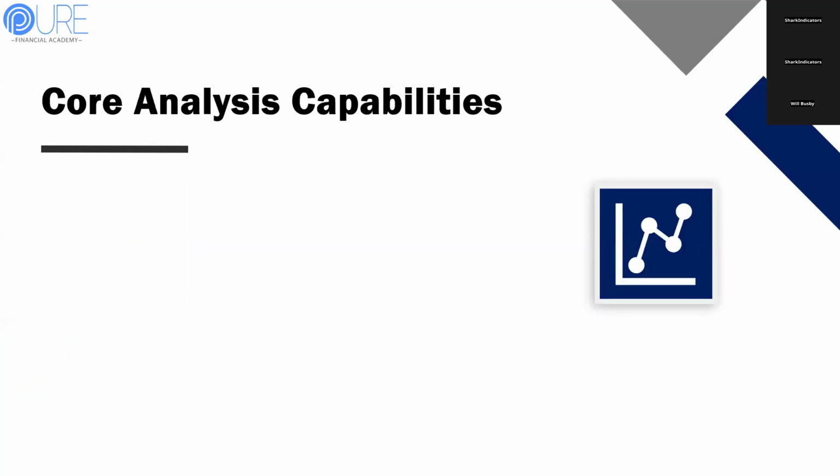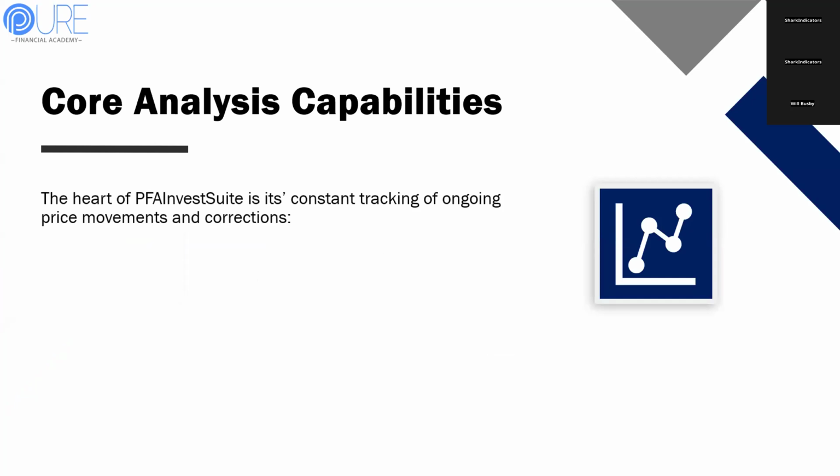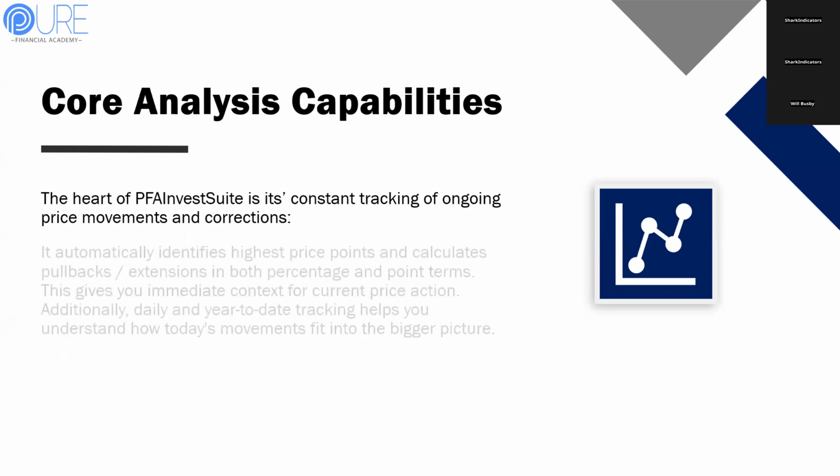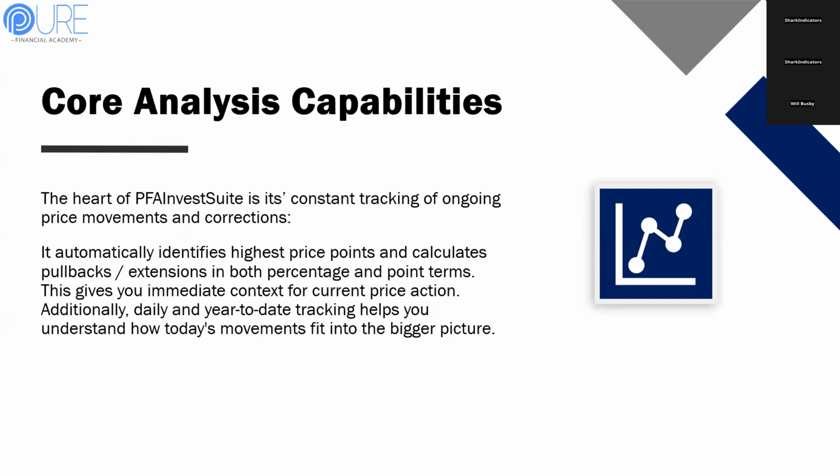Let's talk about the core analysis and the capabilities here. The heart of the Invest Suite is its constant, evolving tracking of ongoing price movements and corrections. It automatically identifies highest price points and calculates pullbacks and extensions in both percentage as well as point terms. A lot of people want to know the raw numbers. How much have we rallied today? Well, I can tell you literally sitting here, we rallied 56.5%.